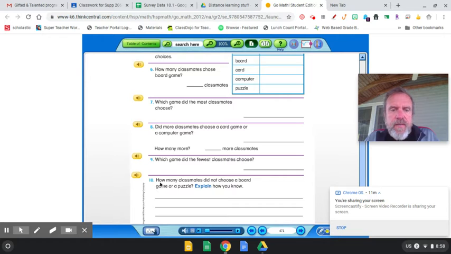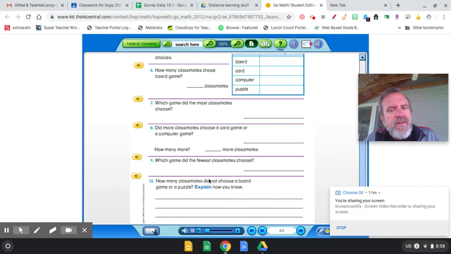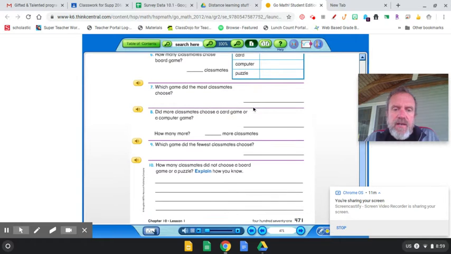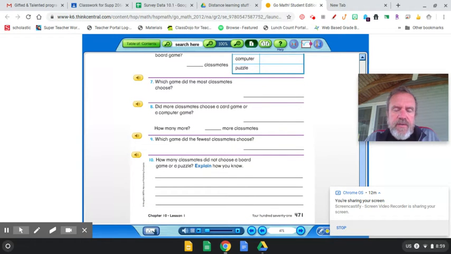This one's a little tricky. It says how many classmates did not choose a board game or a puzzle. So we have to know who did choose a board game or a puzzle and take them out. So maybe we could just cover up board game and puzzle when we do that one. The rest of them are fewest, more, how many more. If it's asking how many chose 2 things, add those 2 together. If it's asking how many chose 3 things, add those 3 together. So there's lots of different ways you can do this. If you get stuck, you can always send me a question in the chat that goes with this, okay?